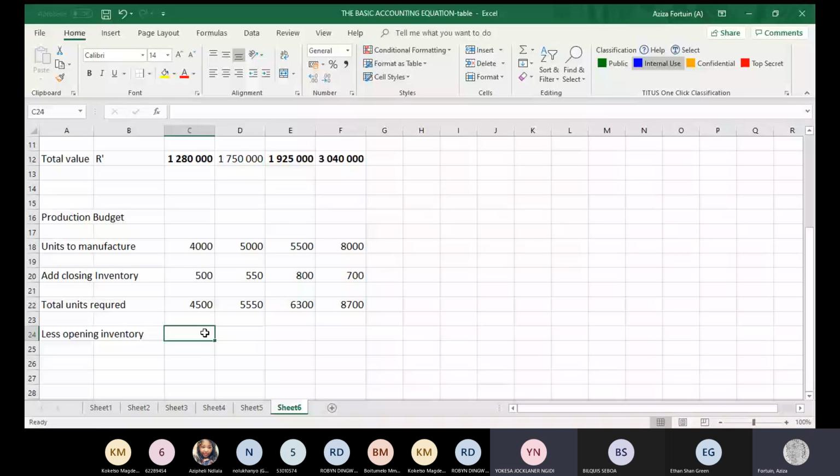We were working under the perpetual, under the FIFO method. No, that's not the reason why we are deducting our opening inventory. Anybody else? The reason why we're deducting our opening inventory is because we're busy with the production budget. How much do we want to produce? And we're deducting that amount because we've already got it in the store. We've already produced it, so we don't need to produce those.